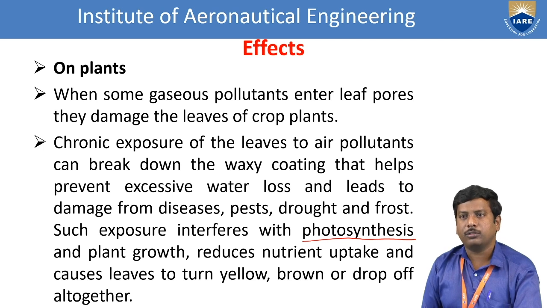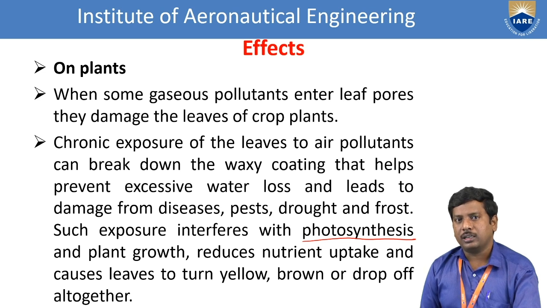So because of photosynthesis, plants can prepare their own food material through their leaves. Because of the green color of the leaves, they can absorb light or heat from the solar radiation, and they can prepare their own food. So that is the process of photosynthesis.